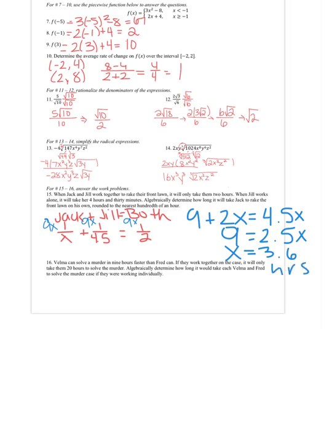Okay? And then last question. Velma can solve a murder in 9 hours faster than Fred can. So we have Velma plus Fred equals both. If they work together, it will take only 20 hours, so both is 1 over 20. So if Velma, you could do this one of 2 ways. If Velma is x, then Fred takes 9 hours longer because she works faster than him, so it would be x plus 9. What I'm going to do, I'm going to say that Fred takes x amount of time. So Velma is going to take his time and subtract 9 hours because she works at a faster pace.